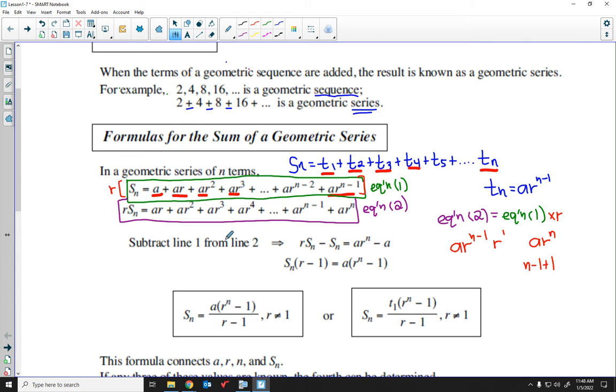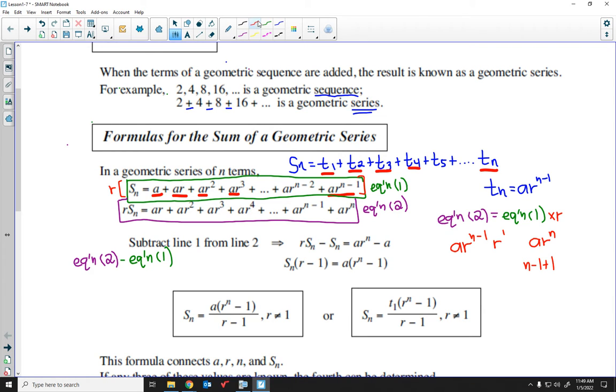Now, what I want to do is take equation 2, and subtract equation 1. So I'm going to go equation 2, and I'm going to subtract equation number 1. Usually you put equation 2 on the top and equation 1 on the bottom, and subtract them, but I really don't want to rewrite out all the terms in these different sequences.